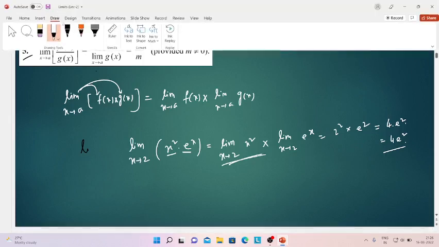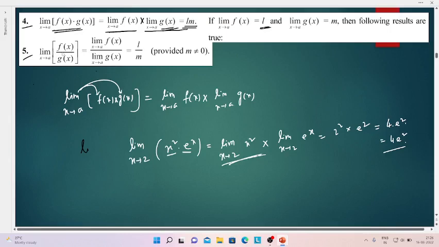Similarly, this is the division result. If we divide these two functions, f(x) by g(x), and take the limit when x tends to a, then that becomes the limit of f(x) as x tends to a, upon the limit of g(x) as x tends to a. That is distributed, and that will definitely become L by M, because the limit of f(x) is L and the limit of g(x) is M as x approaches a, provided M is not equal to 0.